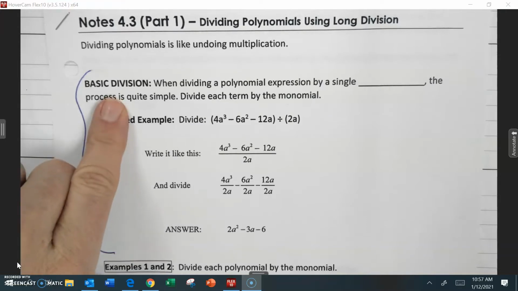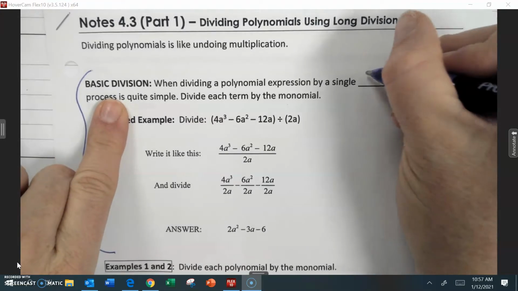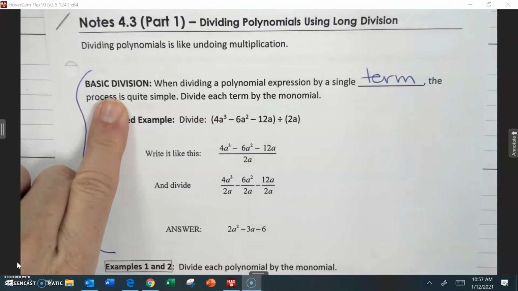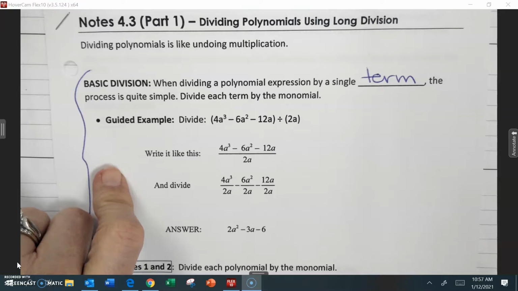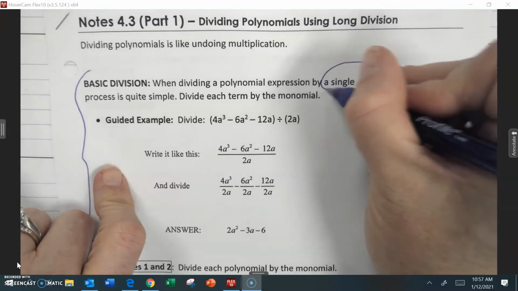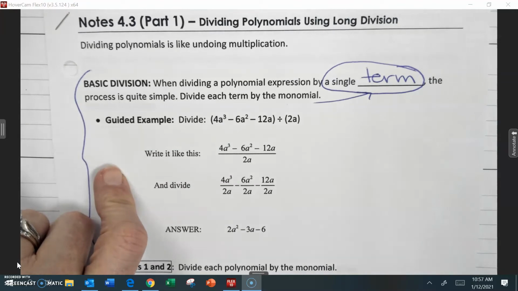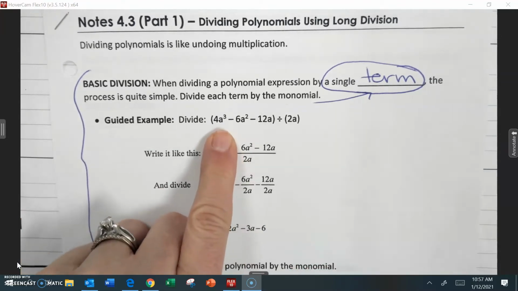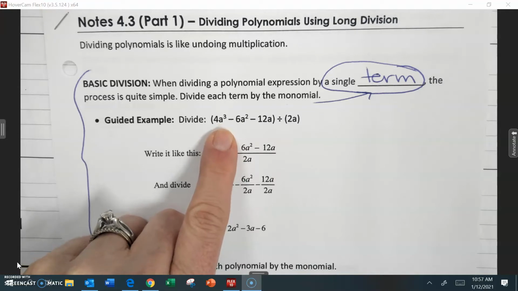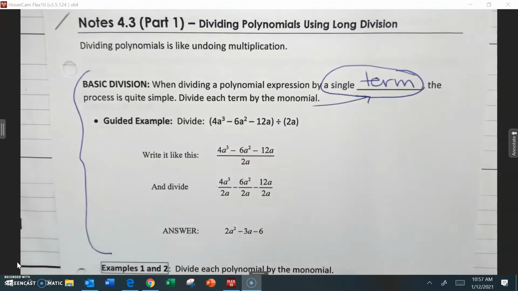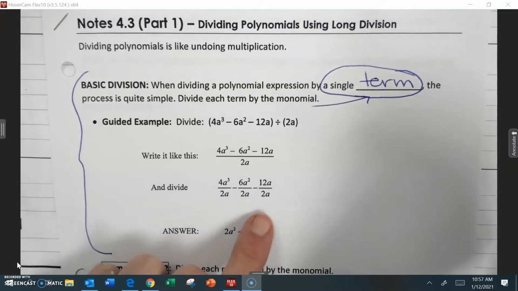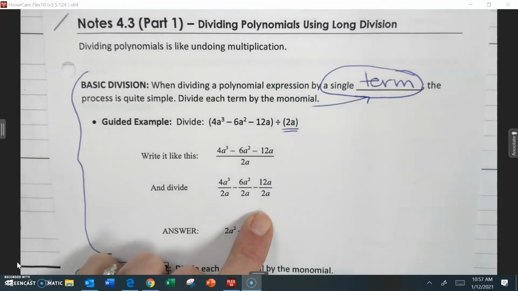It says basic division. When dividing a polynomial expression by a single term, the process, it says, is quite simple because you're just dividing by a monomial. Do you all remember that the definition of a monomial is a single term, right? So what we have here is it's telling us to take this trinomial, and just like you did the past couple days, you were adding, subtracting, multiplying, but now we have to do division, okay? Now notice we are dividing by 2a, and 2a is what we call a monomial.